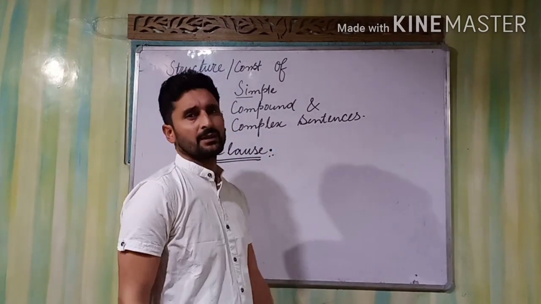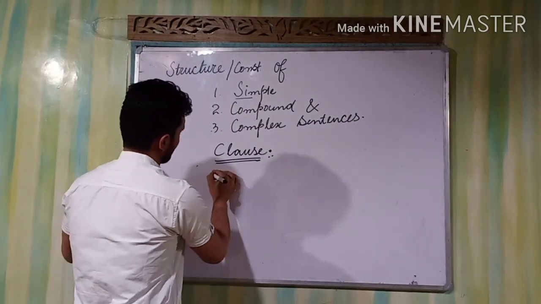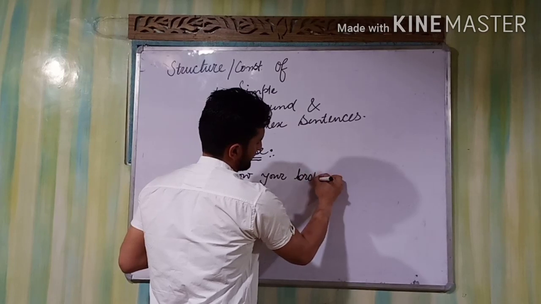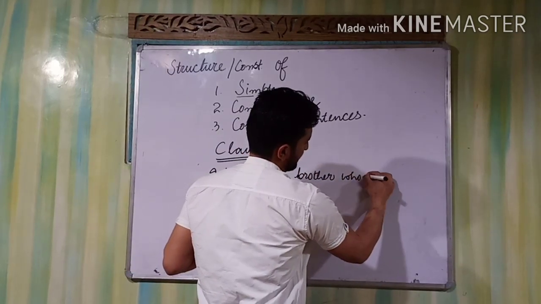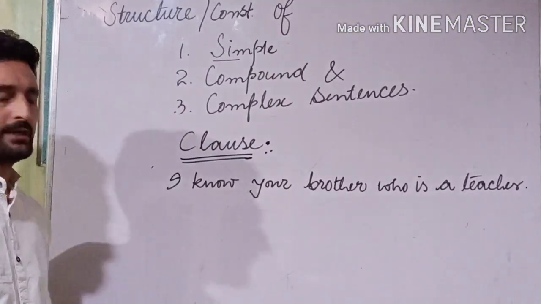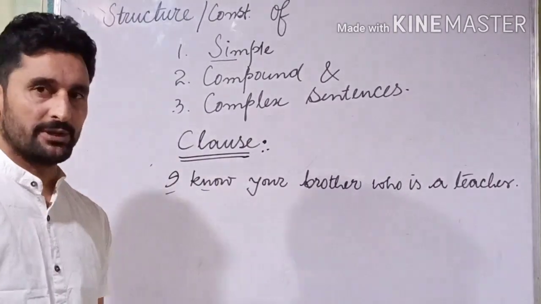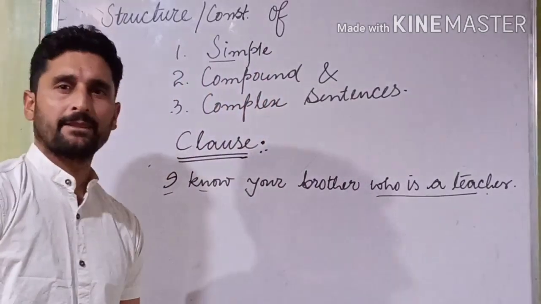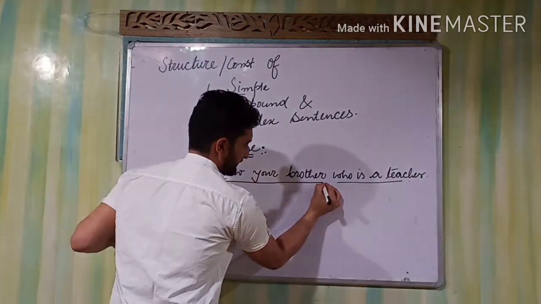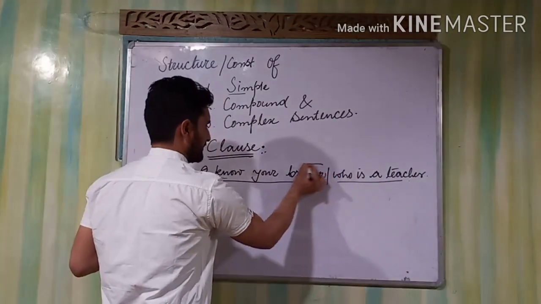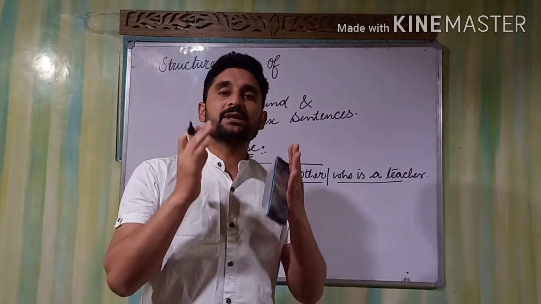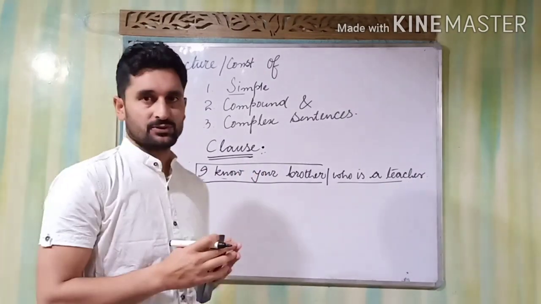So, for better explanation, let me write a sentence. Look at the sentence. It is, I know your brother who is a teacher. Can you find there's actually a combination of two sentences there? The first part is I know your brother. Don't you find it a complete sentence? Yes, I know your brother. It's a complete sentence. It gives a complete meaning. It does not depend on any other sentence to derive its meaning.